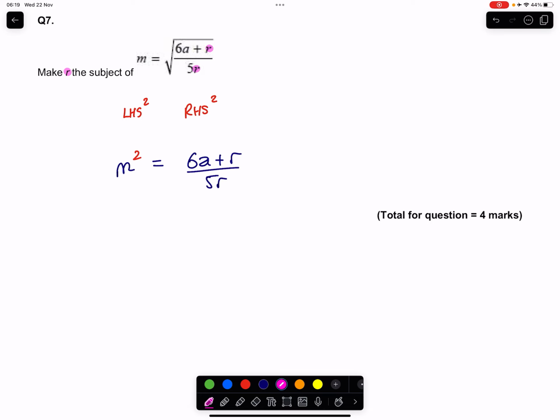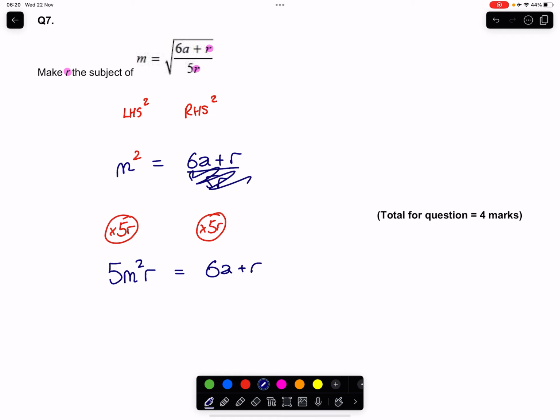Second problem dealt with is the letter that we're trying to make the subject as part of a fraction. It's part of the bottom of a fraction. We do not want that at all. You never want your letters on the bottom of a fraction if you're trying to figure them out, whether or not that's an equation or rearranging. So we times both sides by 5r. That's then going to give me a 5m squared r equals 6a plus r, because all that happens on the right is that fraction disappears. Two problems dealt with. Now we have our third problem.